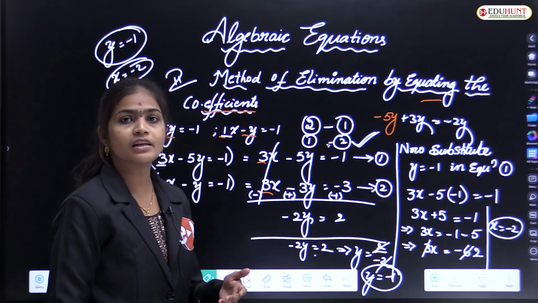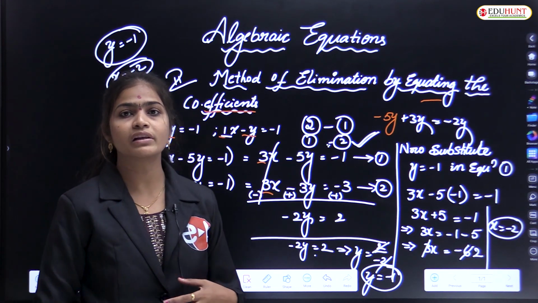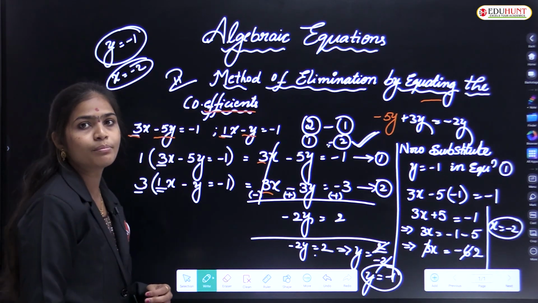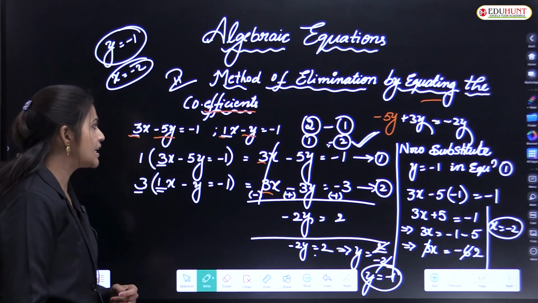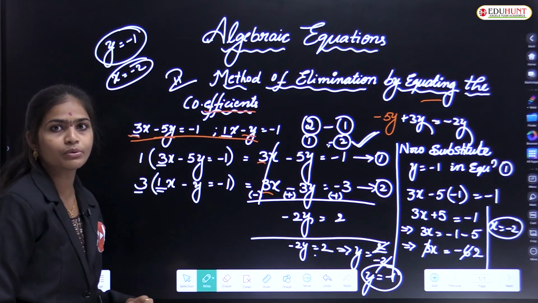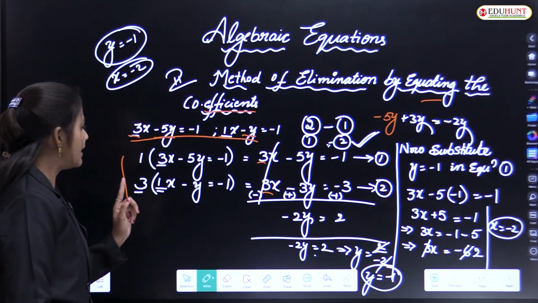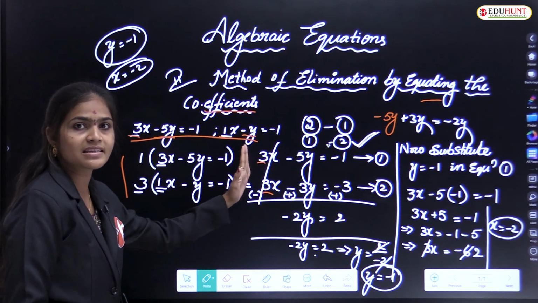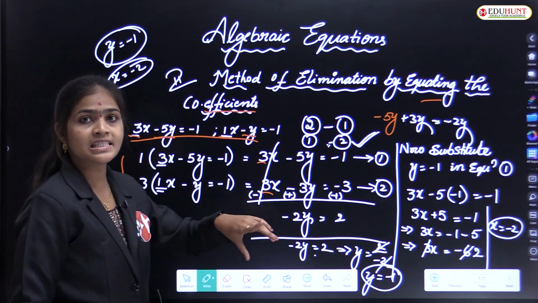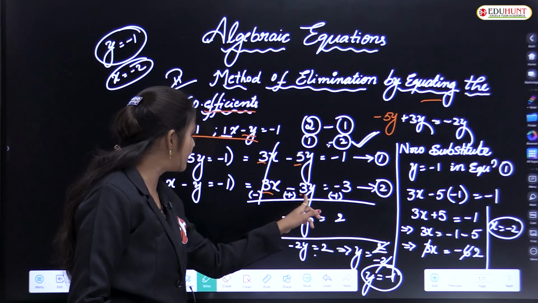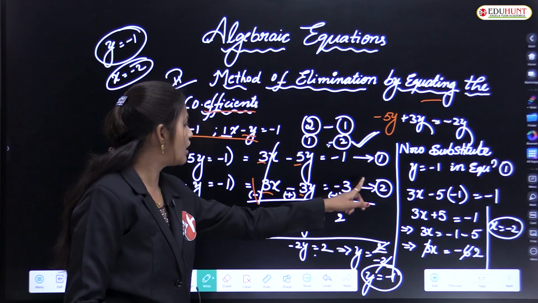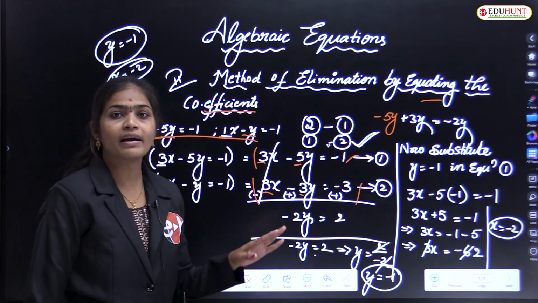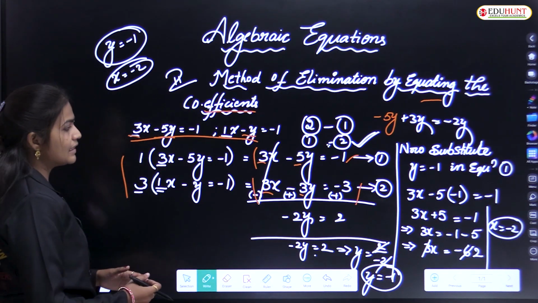So if you change the method, or if you use any one of the methods, always you will get the same values. Okay, so this is the method of elimination by equating the coefficients. So once again I am saying, first we have to write the given equations in this order. Next we have to equate any one of the variables' coefficients, either the x coefficient or the y coefficient. If you want to change the y coefficient, then you have to choose 5 and 3 here. This equation you have to multiply with minus 5 and this equation you have to multiply with minus 3.